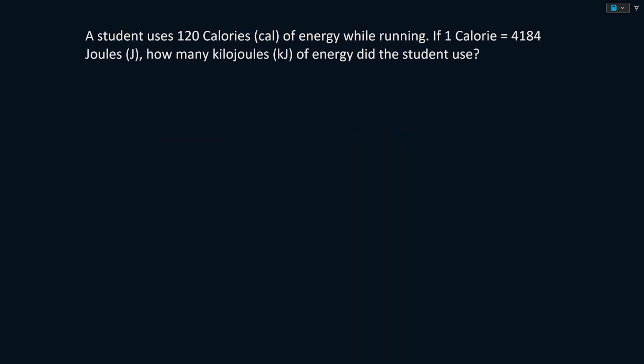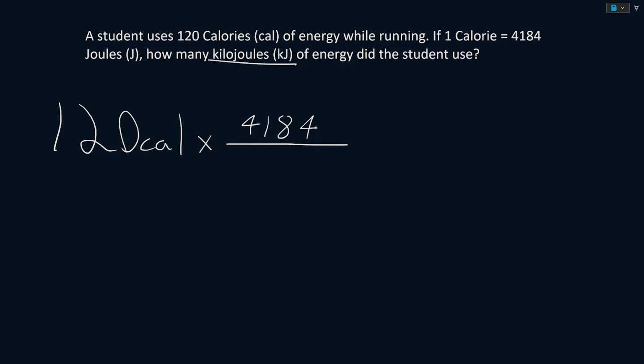A student uses 120 calories of energy while running. If a calorie is equal to 4,184 joules, how many kilojoules of energy does the student use? We were given 120 calories, and we want to convert them to kilojoules. First, we have to convert our calories to joules by multiplying by the ratio of 4,184 joules for 1 calorie.